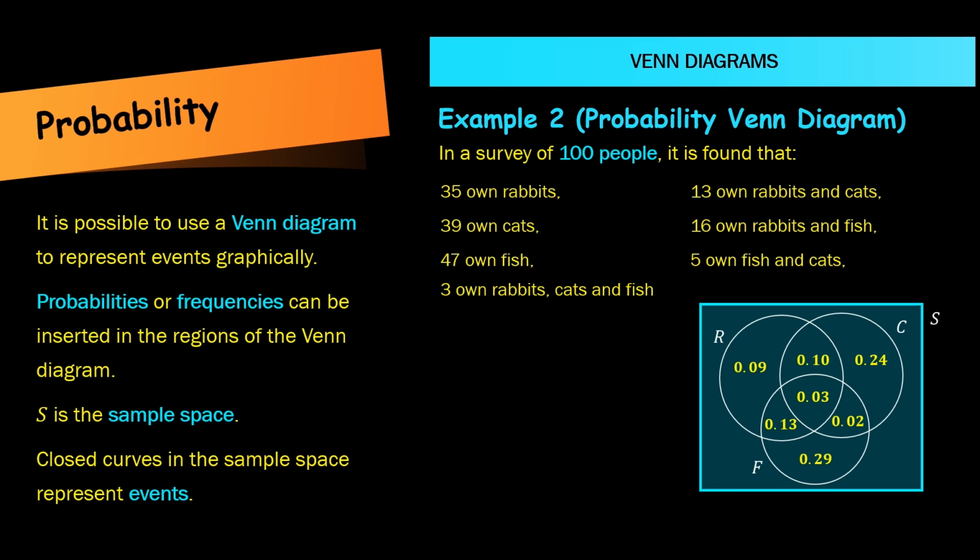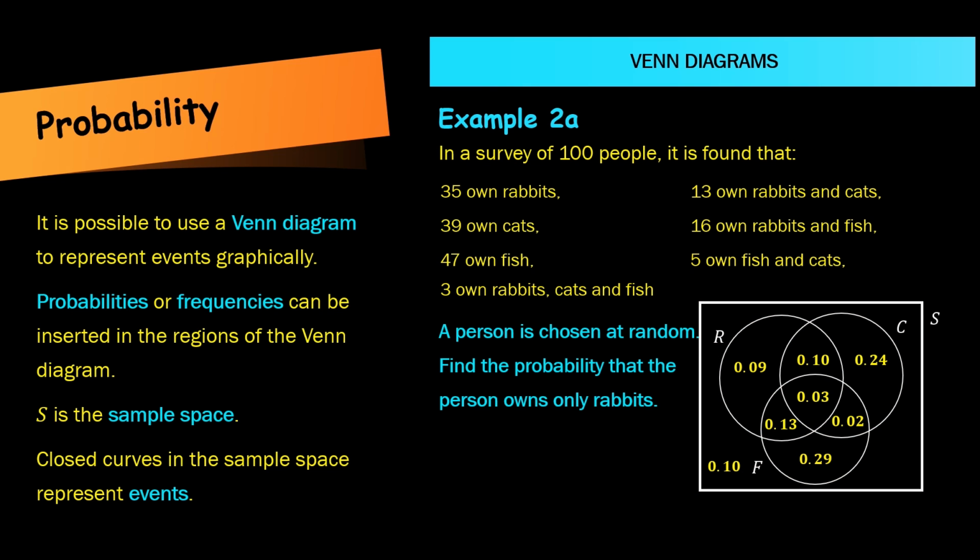And notice that we have 100 people altogether. So is there a missing probability? Let's check. We need to do 1 minus all the probabilities in the shaded region added together as shown. And this gives us 0.10, which of course means that there are some people in this survey who don't own pets. And that probability goes here, as shown in red.